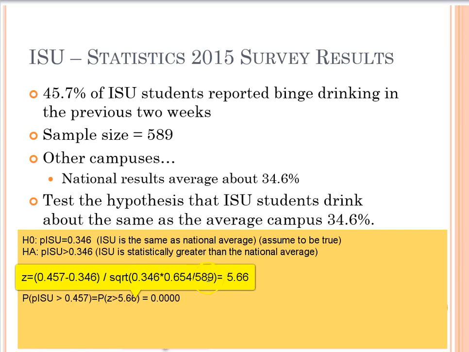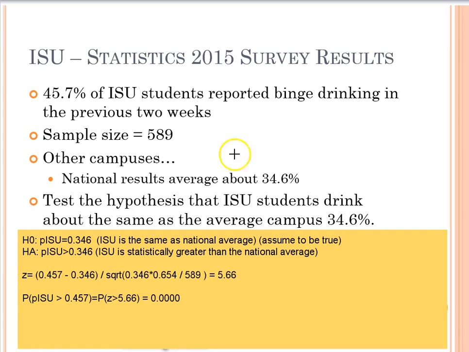So we're going to use this z-score to create a probability for how unusual our sample is under this null hypothesis. So what we're saying is we want to know the probability that we would see a sample of 45.7% if the true proportion for ISU is only 34.6%. So how unusual is this sample if ISU is the same as the national average?